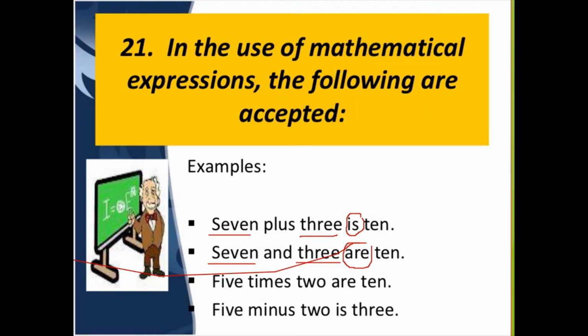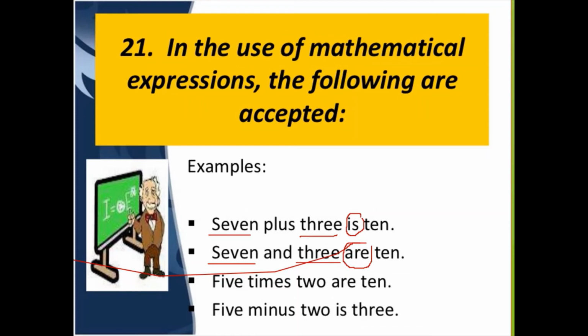So in the first example, the two numbers are added together. When they are added together, it asks for the sum. So 7 plus 3, what is the sum? 10. So it asks for the sum, and it should take a singular verb. However, if you are mentioning two numbers, it should take a plural verb. That's why the verb used is are and not is.